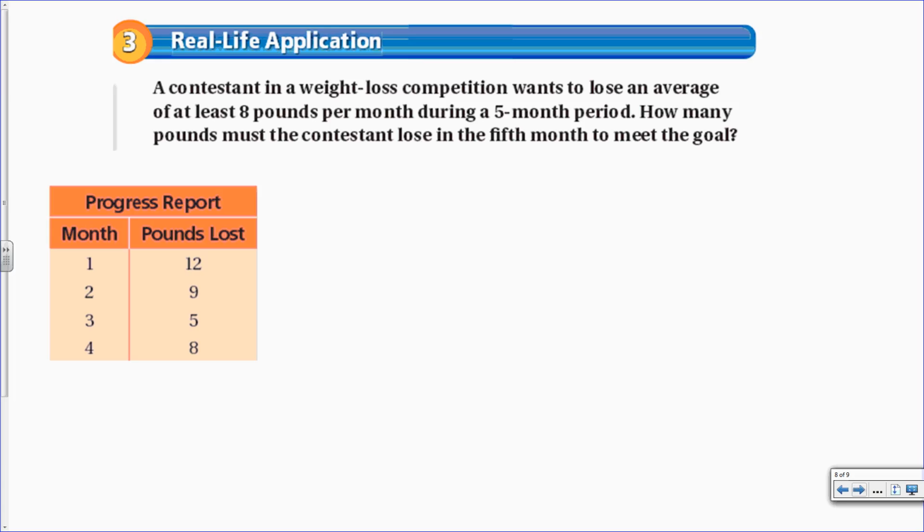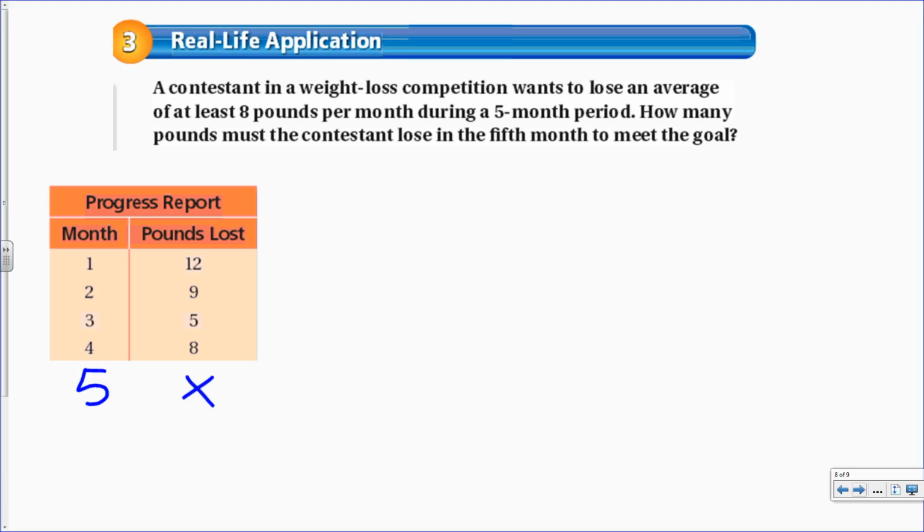Here's a real-life application. It says a contestant in a weight loss competition wants to lose an average of at least 8 pounds per month during a 5-month period. How many pounds must the contestant lose in the 5th month to meet the goal? Now this is not on your paper, but this is important to look at. You have 4 months here, and we want to look at this 5th month. What does this need to be?